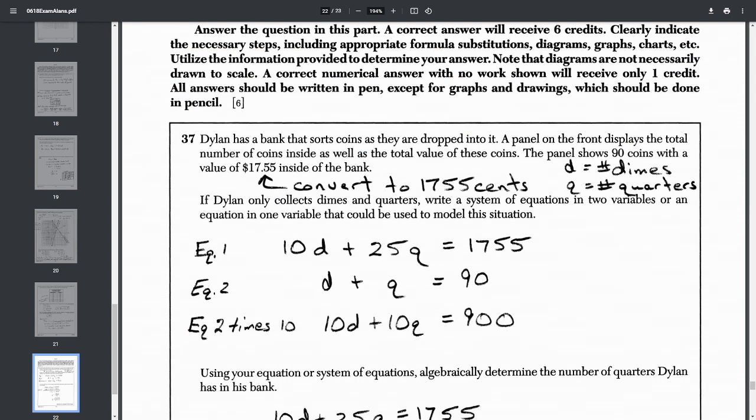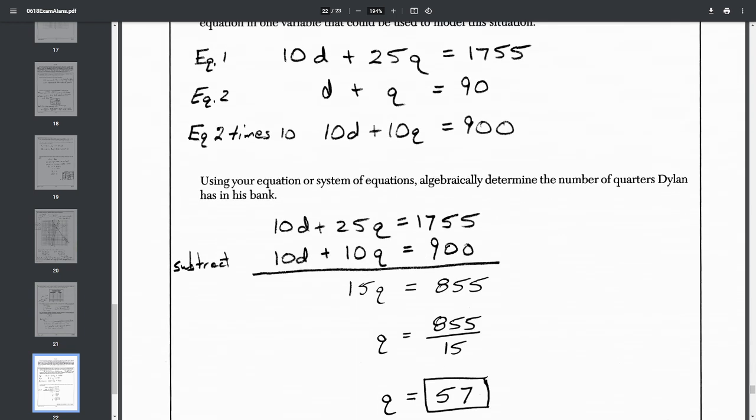And then the last question here. Dylan has a bank that sorts the coins. So write a system of equations. That means two equations. So the number of dimes times 10 plus the number of quarters times 25 equals 1755. That's the first equation. And then the second equation is just dealing with the fact that there's 90 coins. So the number of dimes plus the number of quarters is equal to 90. And then you would just solve this system algebraically.